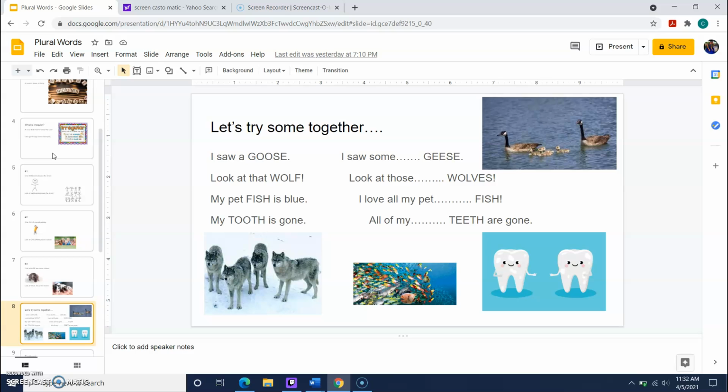Okay, another example would be, my pet fish is blue. This one is going to be kind of like the deer example from above, because the plural of fish is just fish. So you would just have to change some of the words in the sentence. You would say, I love all my pet fish. Okay. Another example is, my tooth is gone. Tooth turns into teeth. So that one would be, all my teeth are gone. Okay.